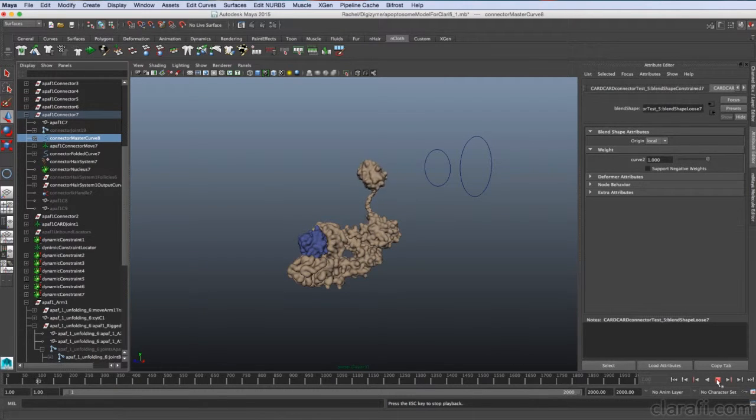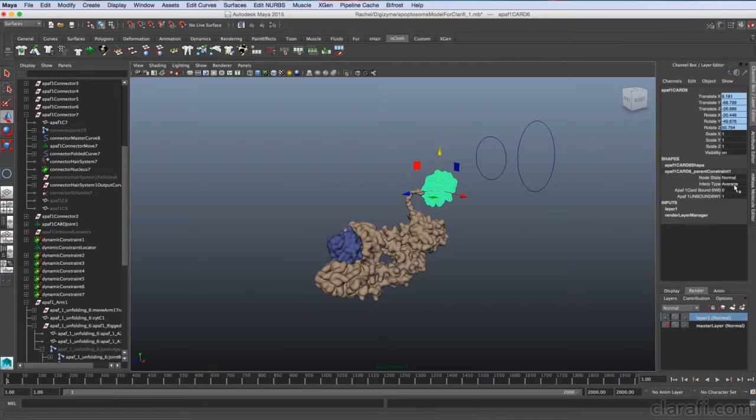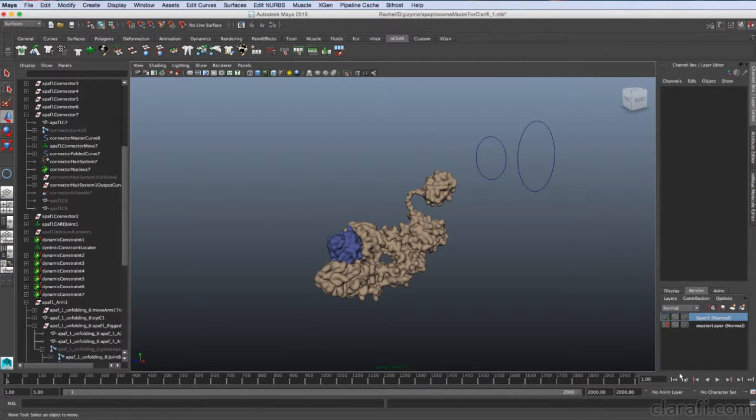When Apaf-1 is alone as a monomer, the card domain is dynamically constrained to the end of the dynamic end-hair curve, so that it can move freely on the end of the 10 amino acid linker. But when Apaf-1 is in the apoptosome complex, and the card domain needs to be rigidly attached to the ring, I can change the dynamic constraint to keep the card domain in place in the ring. Switching the dynamic constraint locks the card in place.